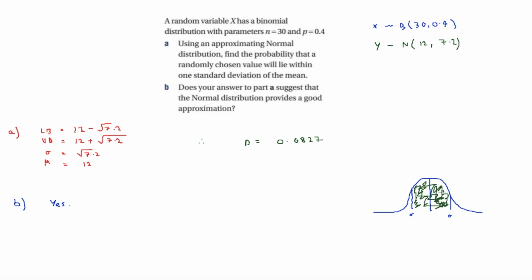Again, if it was 3 standard deviations, that's another fact. It would be 99.8% between all that area, but between the 2 standard deviations, that means that it's going to be 68%. Obviously, in this question, 0.6827 is roughly equal to 0.68. So obviously it does clearly provide a good approximation.